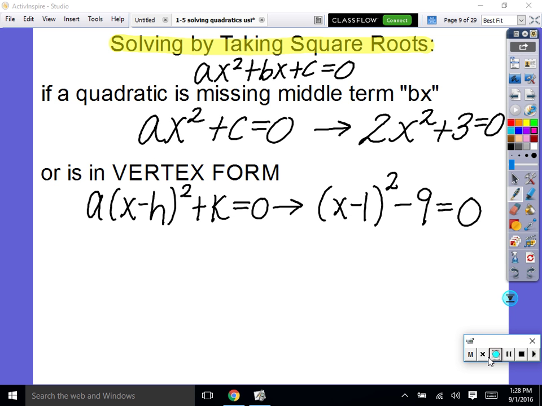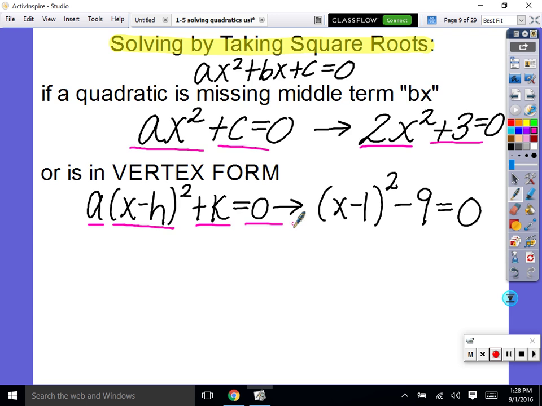The most appropriate method, look up here so you're not lost. Quadratics have the form ax squared plus bx plus c equals 0. If you're missing a middle term, do you see how this has no bx? That's called missing a middle term. You would solve by taking square roots. It's much easier than factoring. It's much quicker. Another time when you would solve by taking square roots is if it's in vertex form: a times x minus h squared plus k. You would just simply isolate the square. You would solve by taking square roots.